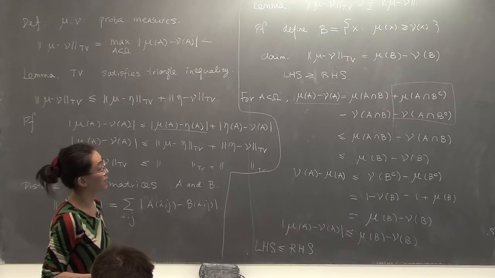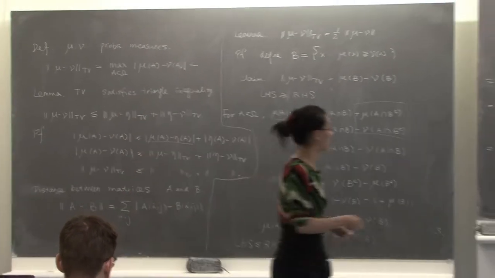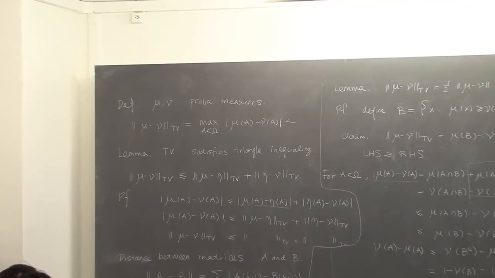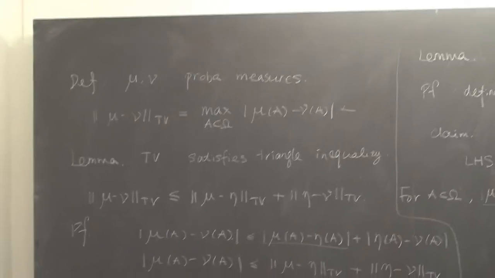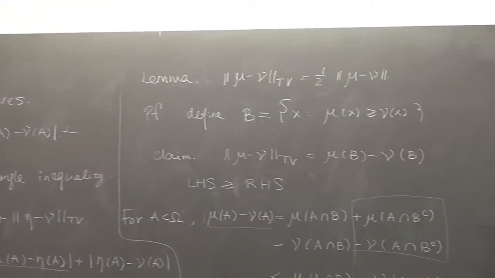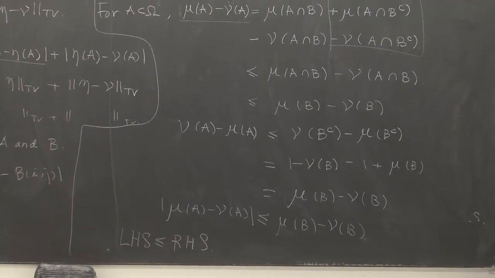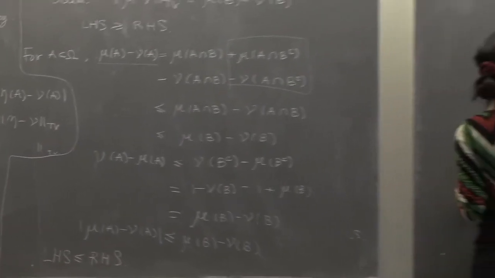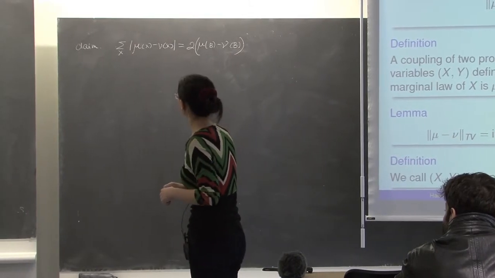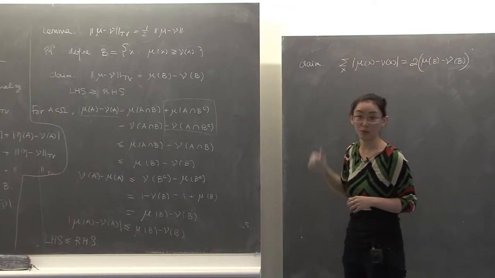So the claim shows that the total variation distance is just all the positive contribution here. OK, so this is the first claim. For the second claim, we will show that the distance on the right-hand side here is twice this quantity. And then combining with the first claim, we complete the proof of this lemma.